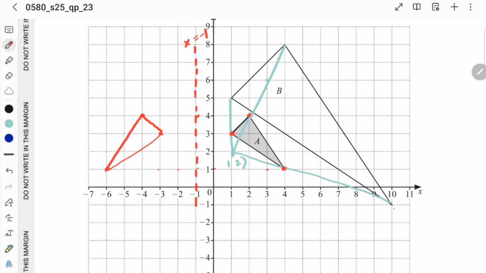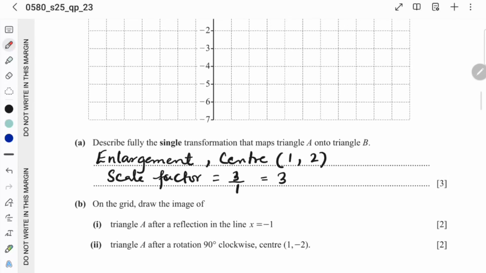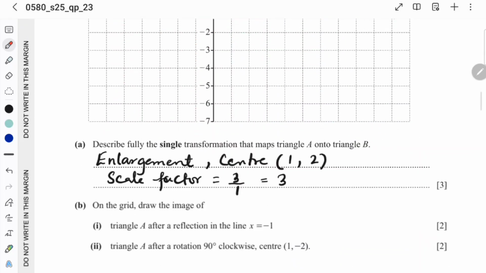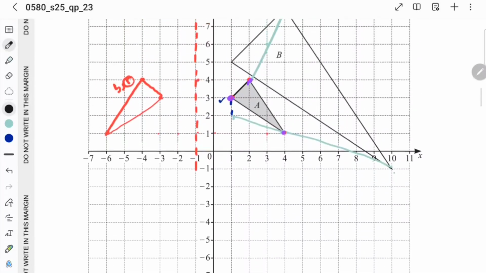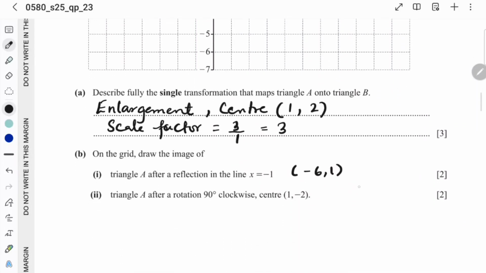This is the answer for part B1, which was the triangle A after reflection in the line x equals -1. Alright, so we found the triangle A after the reflection in the line x equals -1. They are -6 and 1, and then afterwards we'll have -3 and 3 and -4 and 4.